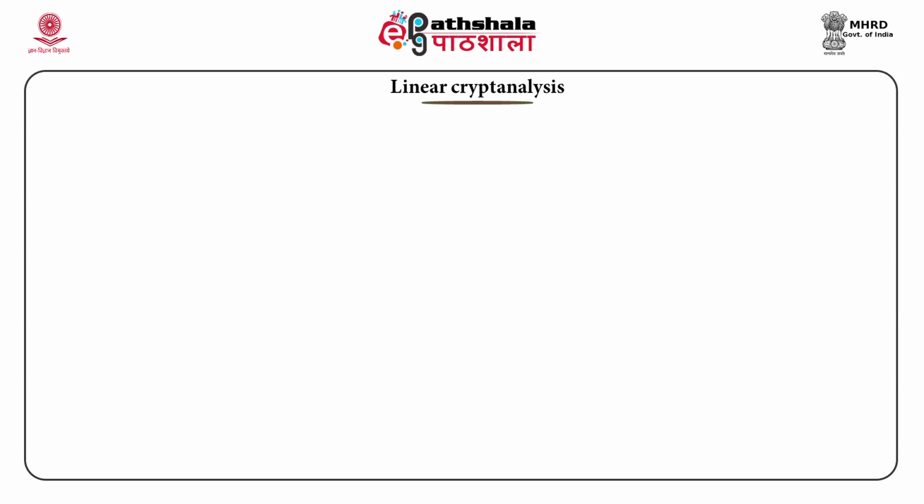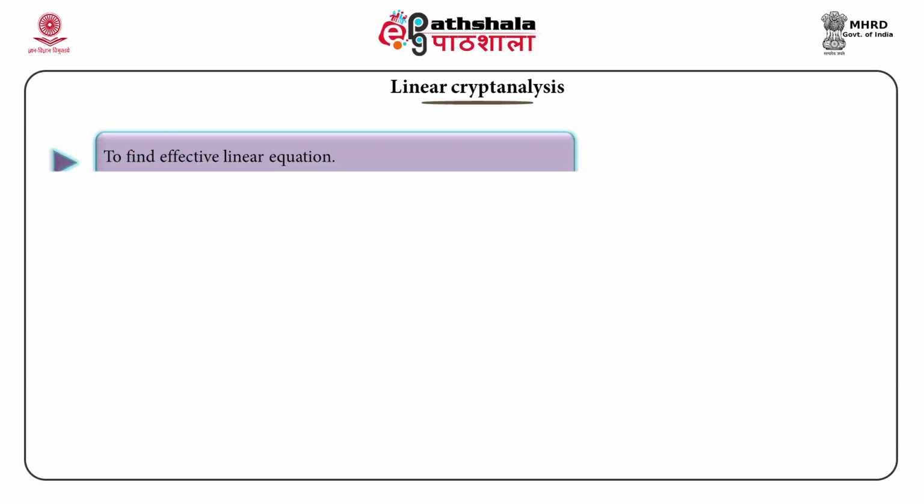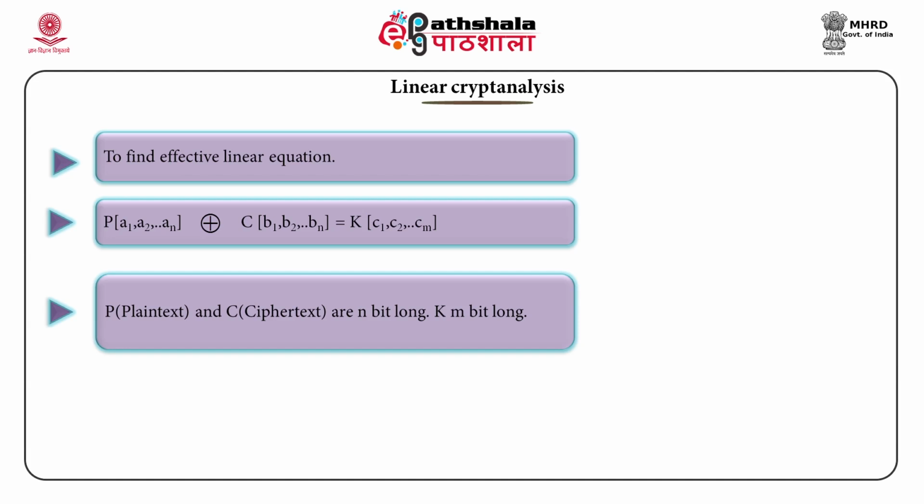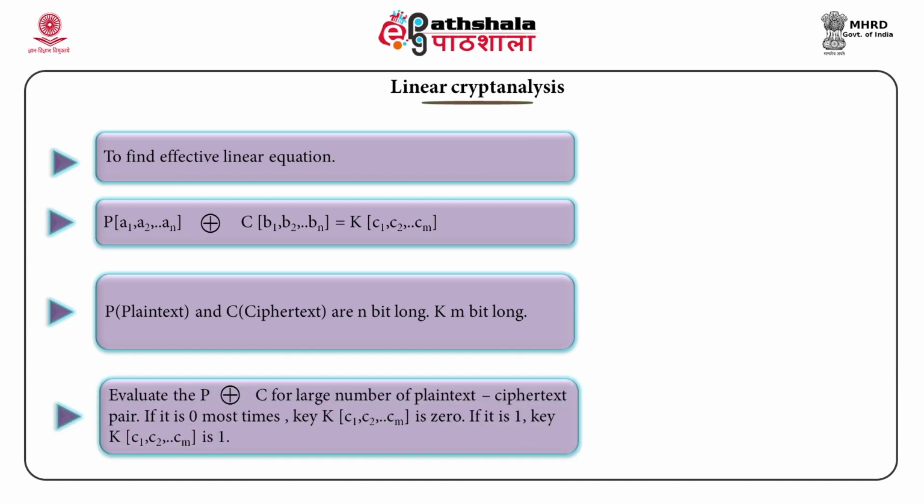Now we have to talk about linear cryptanalysis. As its name suggests, for linear equations we use a1, a2 up to an, which are plain text characters, b1, b2 up to bn, which are cipher text characters, and we have to generate k, that is c1, c2 up to cm. Plain text and cipher text characters are exclusive ORed. Plain text and cipher characters are n bits long and k is m bits long. Evaluate P exclusive OR with C for a large number of plain text and cipher text pairs. If that exclusive OR operation results in 0, that means the key used is all zeros, and if it comes to 1, that means key k is all ones. So this is how we can use linear cryptanalysis to generate the key.